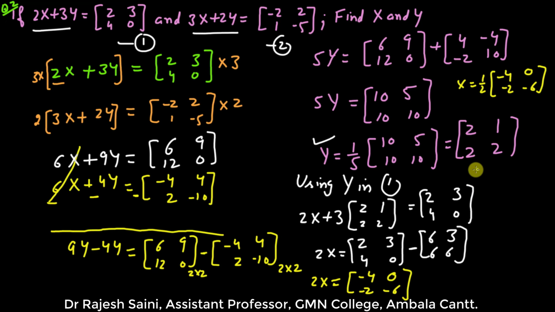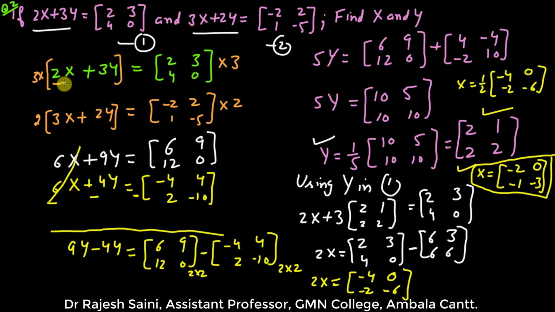So this shows that x will be 1 by 2 minus 4 is minus 2, 0 divided by anything is 0, minus 2 into 1 by 2 is minus 1, 1 by 2 into minus 6 is minus 3. So this is x and this is y that we were required to determine.